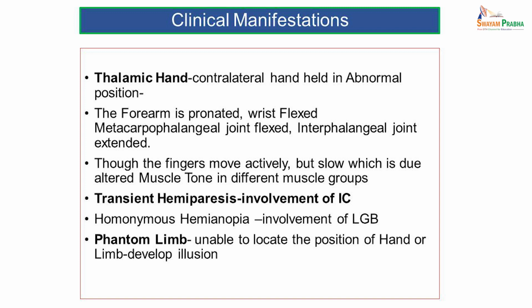If the posterior most part is involved, that is, the lateral geniculate body, it leads to a condition called homonymous hemianopia. There is another condition called phantom limb, where the person feels unable to locate the position of the hand or limb. He develops an illusion that he does not have a limb. This is because of thalamic lesions.